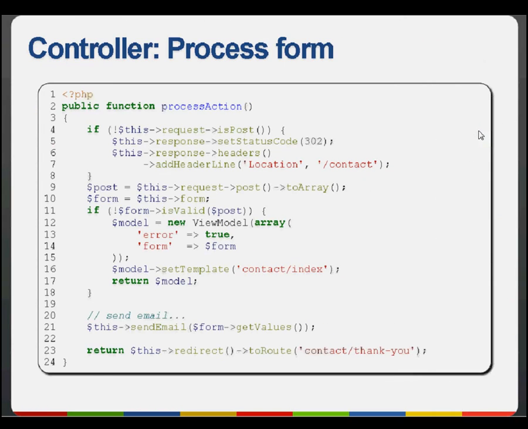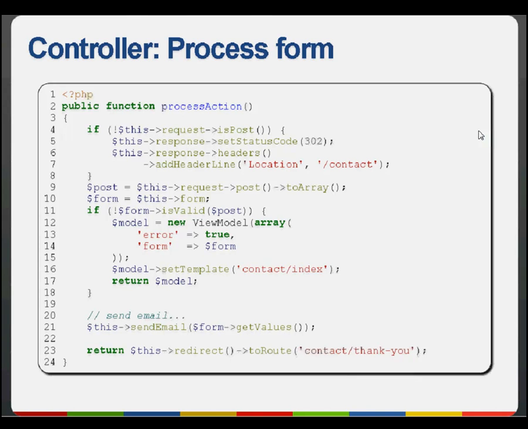To process the form, we have to do a little bit more work. First, we don't want to process it if we didn't get a post request. That's line 4. If that's the case, we want to set the status code to 302, which is saying, hey, this is a temporary redirect. And we want to set the headers to header line Location to contact. Actually, at this point, we should also return the response. In the actual code I have, after line 7, we would say return only this response. So basically we're saying, let's redirect. We're going to go back to the contact form.